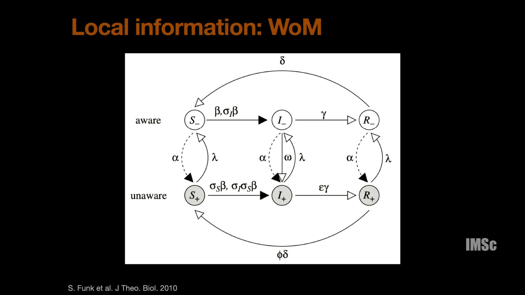Okay. Yes. What is omega? See, this is a standard rate at which people are becoming aware and losing awareness, alpha and lambda. And then omega: I am saying that if a person becomes infected, there is this additional rate at which they will become aware.